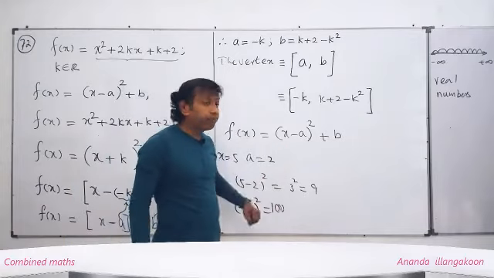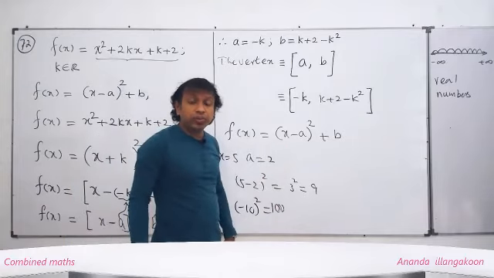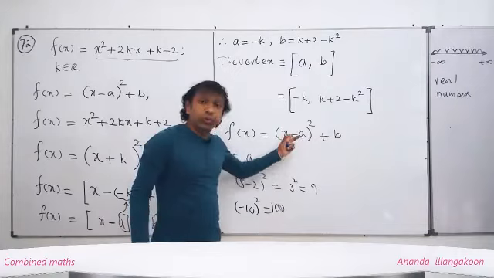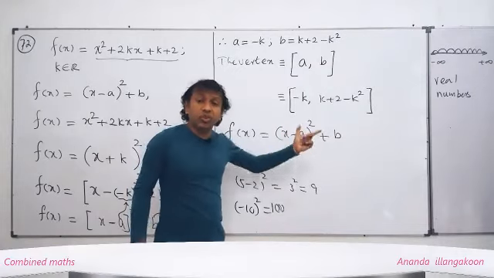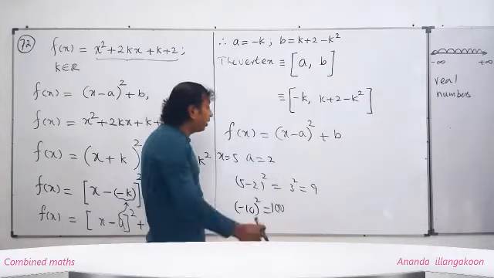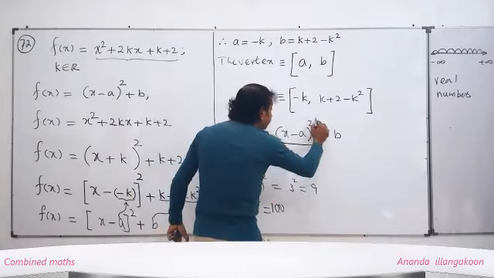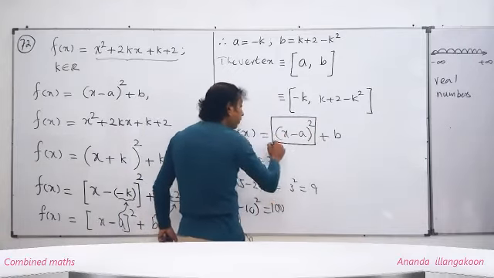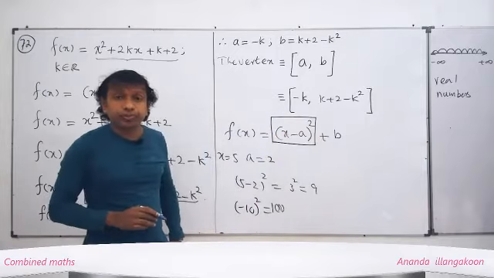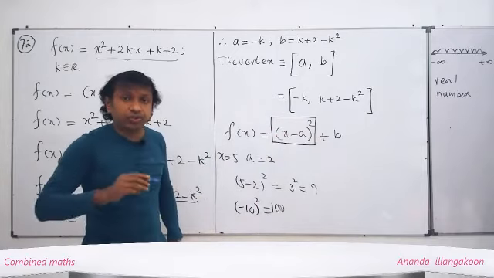Put for this x any other value, right? The difference can be positive or negative, but after squaring that, we get always positive. So therefore, people, what can you say about this value? This value is always positive, always positive because of perfect square.